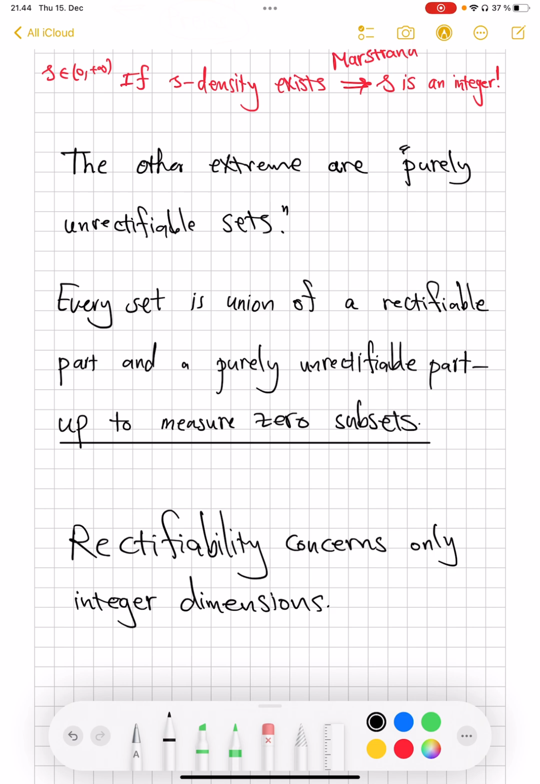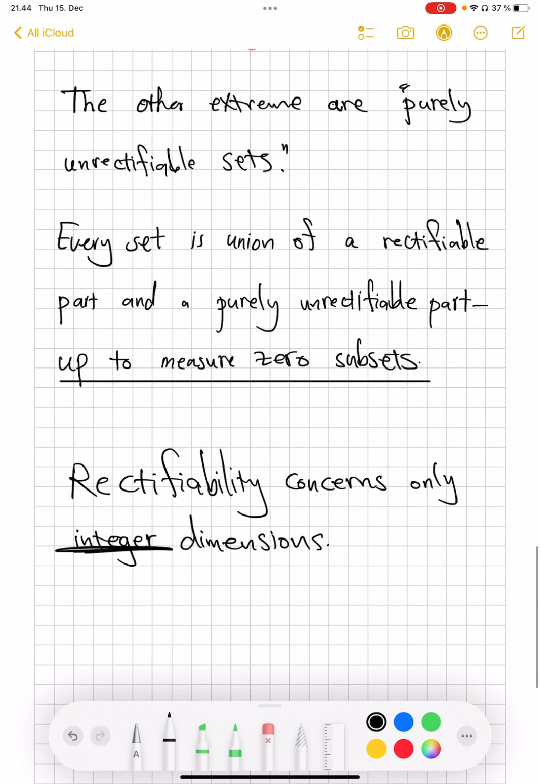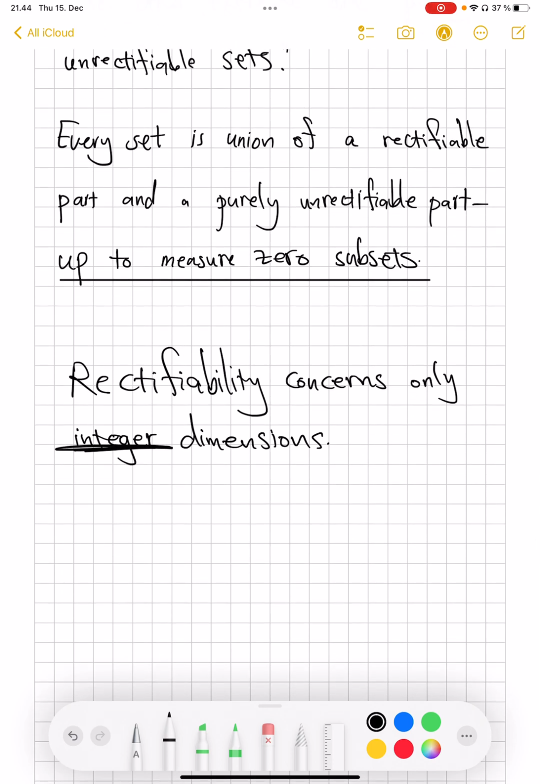And with the examples above, I was looking at 1-rectifiable sets, so I was comparing them to subsets of R1. Well, curves are comparable to subsets of R1, and 1-rectifiable sets are also. So rectifiability by its very definition concerns the integer dimensions. But how about non-integer dimensions?